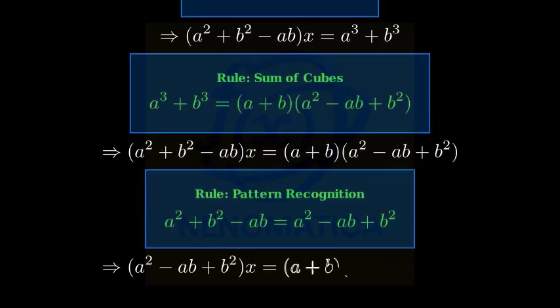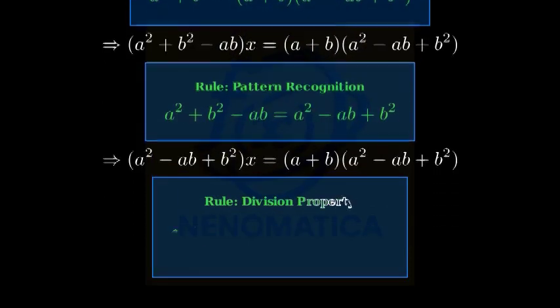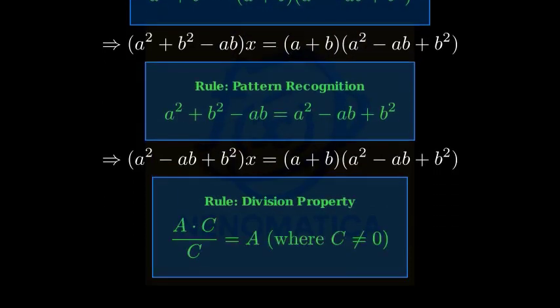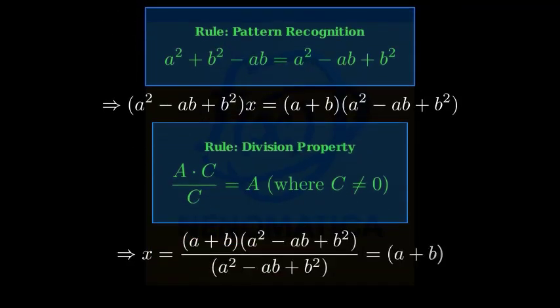So we can rewrite the equation as (a squared minus ab plus b squared) times x equals (a plus b) times (a squared minus ab plus b squared). Now we can divide both sides by the expression a squared minus ab plus b squared, assuming it's not equal to 0. This gives us x equals a plus b. So the solution to our equation is x equals a plus b, provided that a squared minus ab plus b squared is not equal to 0.